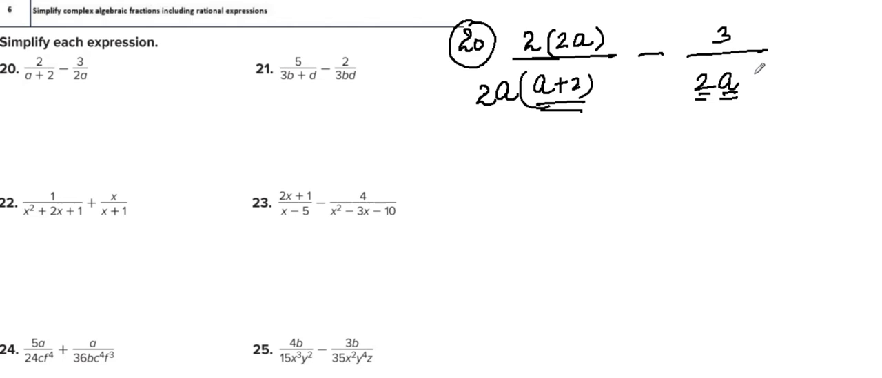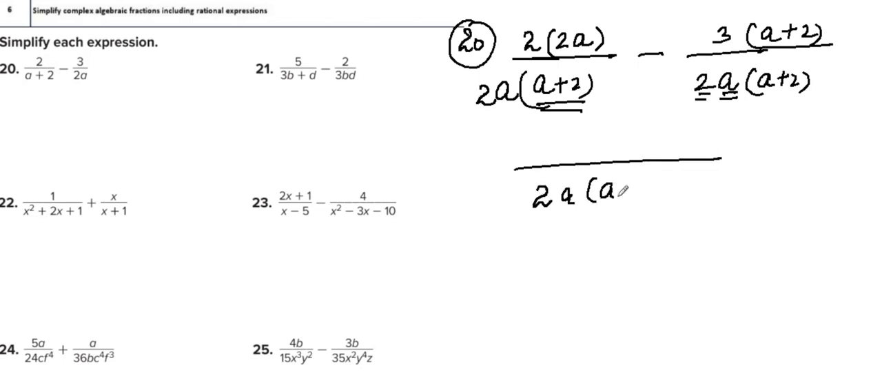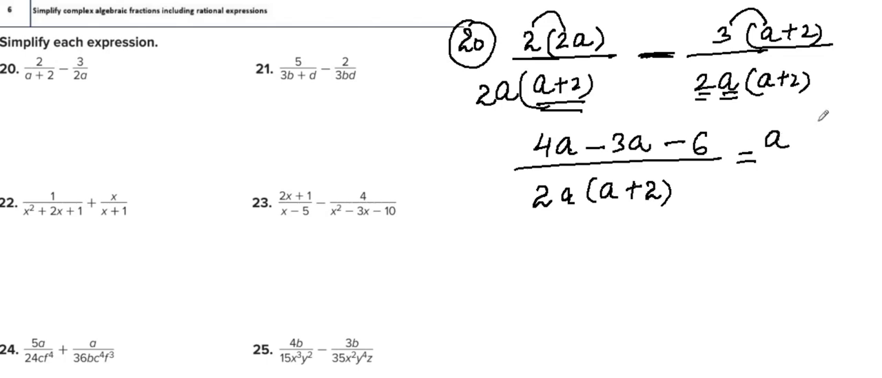Now a plus 2 we don't have here, so multiply a plus 2 here and here. Now the denominator is the same, so the denominator is 2a(a plus 2), and this will become 4a minus 3a. This is minus and plus minus, so here don't make a mistake: minus 3a minus 3 multiply 2, minus 6. So what is left? 4a minus 3a is a, minus 6, divided by 2a. If you want to multiply 2a inside, your choice.